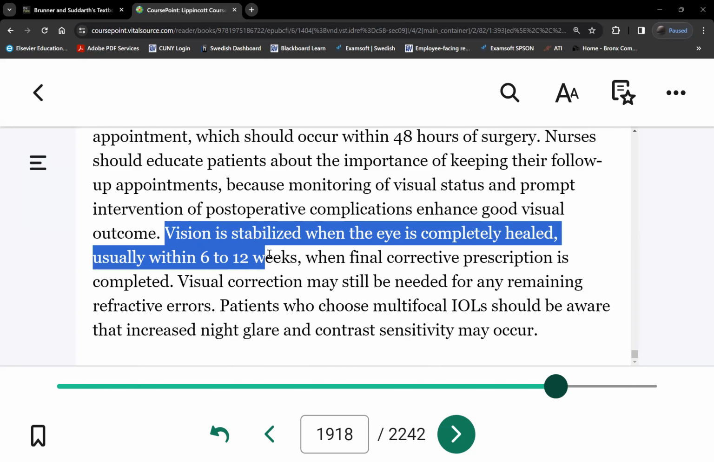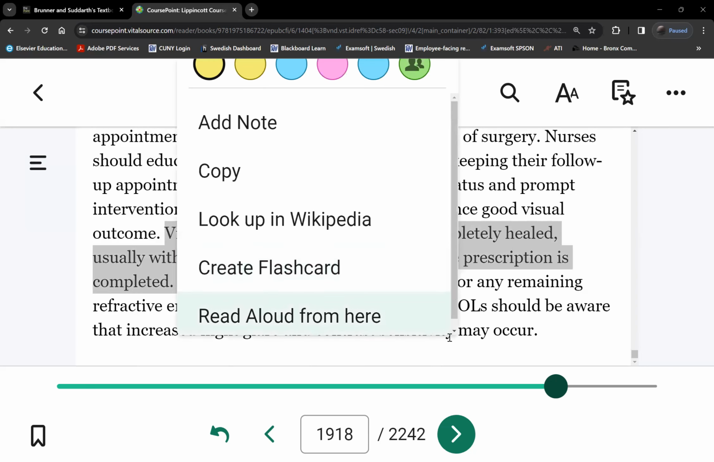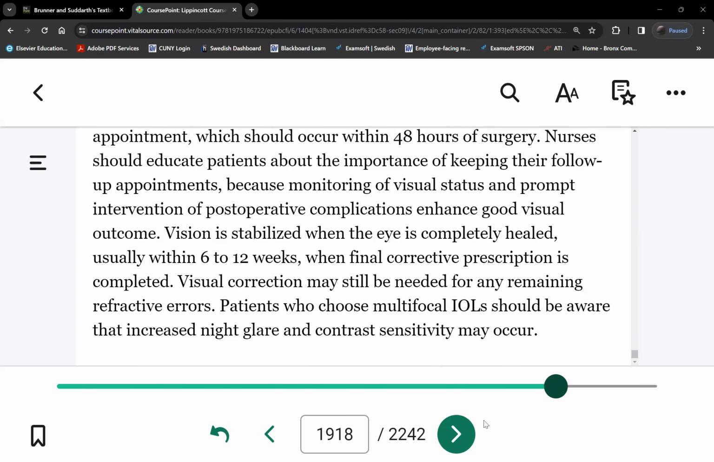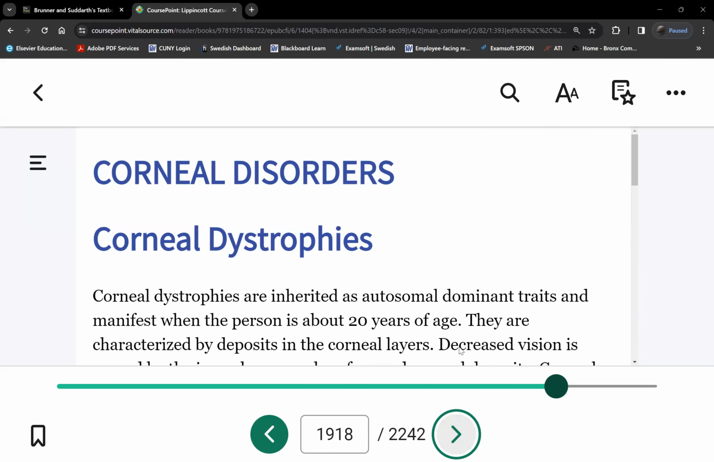So expect vision to be best up to 6 to 12 weeks. Make sure the patient is realistic about it, that they will not have the best vision until after 6 to 12 weeks. So it's going to be up to how many months? Up to 3 months before they see the best result. Okay, we have no corneal disorders.